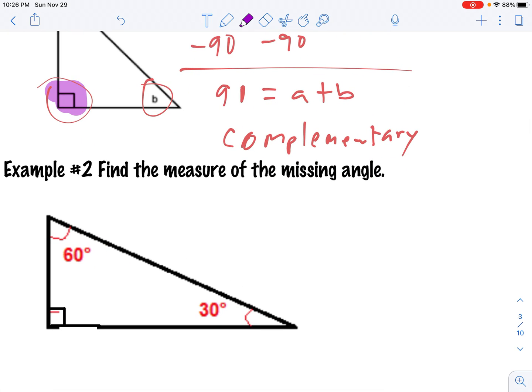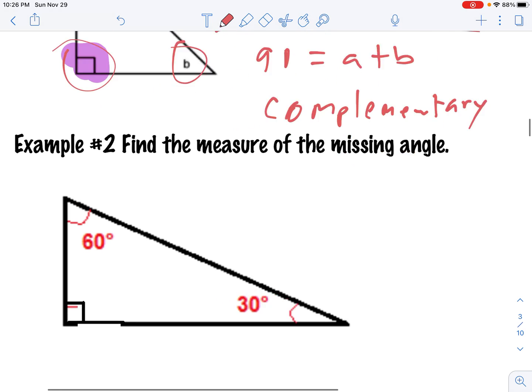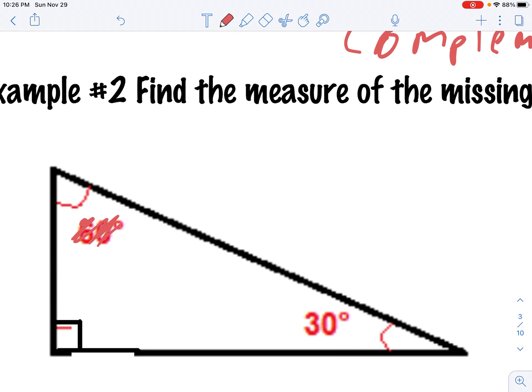So find the measure of the missing angle. Well, there is no missing angle here. I don't know why that's there, because that's 60, that's 30, that's 90. So we're going to go like this. We're going to give you, we'll say 35. Okay, so find that missing measure.